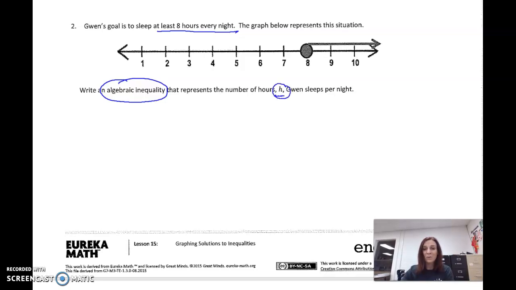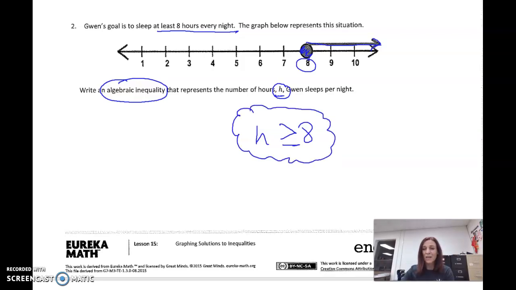So we know we're using hours and 8. So all we're doing is we're writing an inequality that represents this. All right, so if our line is going to the right, that's all the values greater than 8, right? So the number of hours she sleeps has to be greater than 8. And since it's filled in, remember, to be filled in, that's where you can put the equal sign. So all this wording up here just means this, okay? We just want to write an algebraic inequality, and that's all that means, okay?